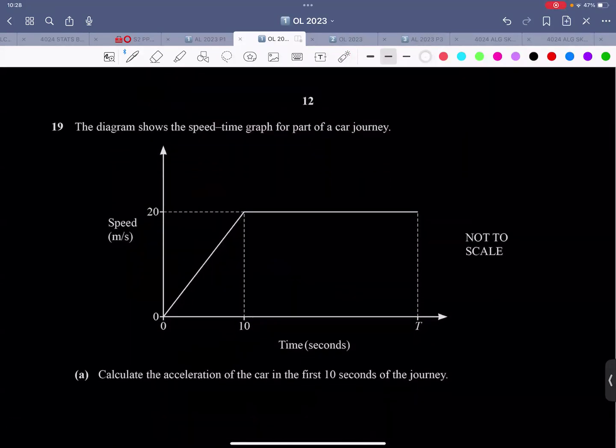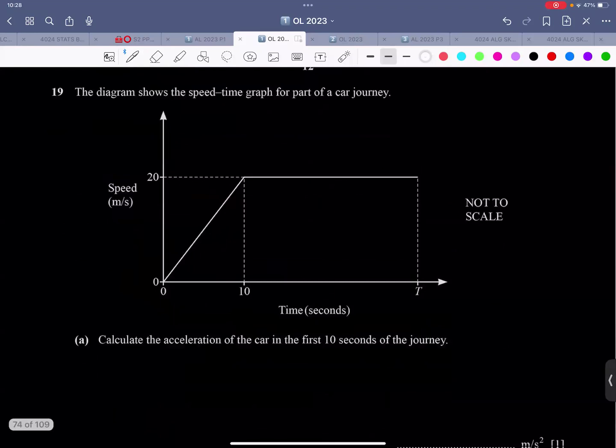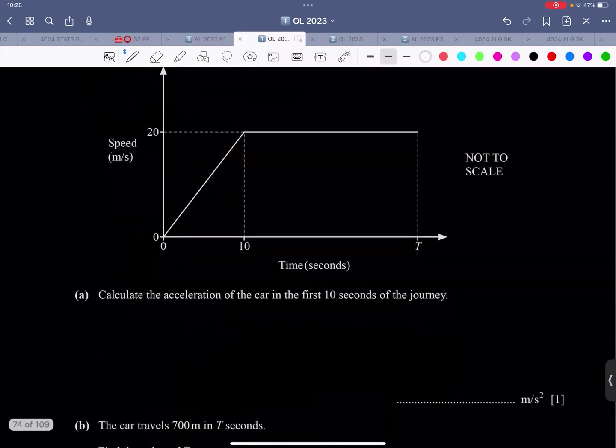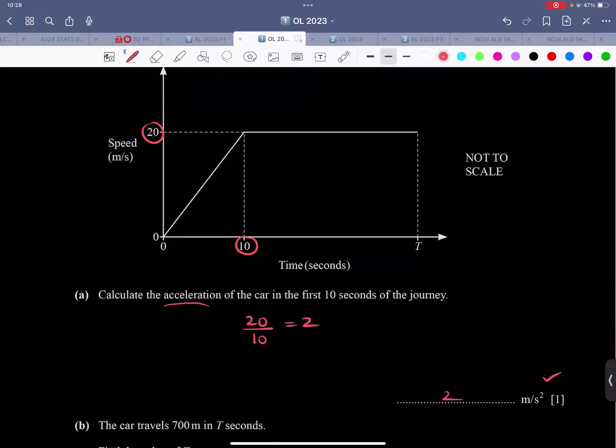Now let's look at question number 19. It shows the speed time graph for a car's journey. Speed is on the y-axis, time is on the x-axis, meter per second, seconds. Calculate the acceleration of the car during the first 10 seconds. This is 20, this is 10. Acceleration, change in speed over time, that is 20 over 10, which is 2. This is 2 meter per second square.